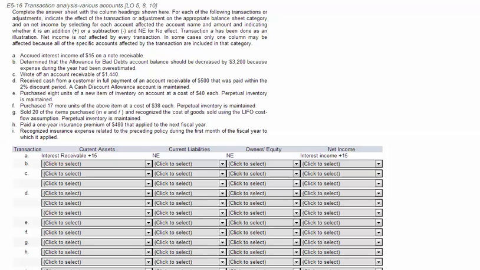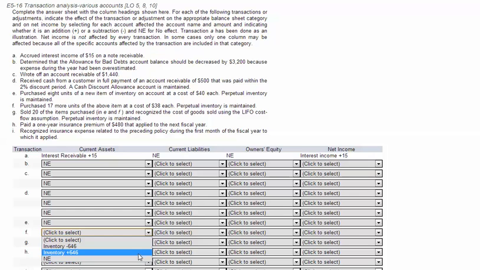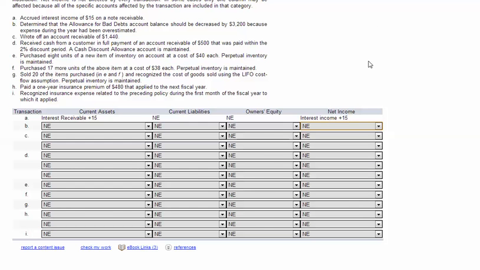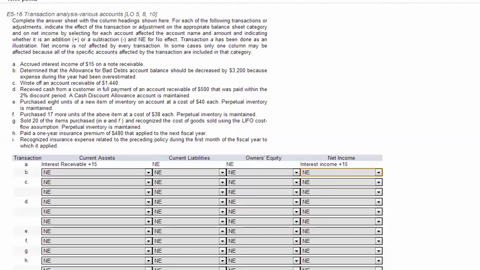Okay, let's do a little transaction analysis type problem here. First thing I wanted to let you know is you may want to go in and click this NE to do no effect. Then you can buzz right through the entries once you analyze them. Okay, so I went ahead and did that to save a little bit of time. And then let's start analyzing these transactions.